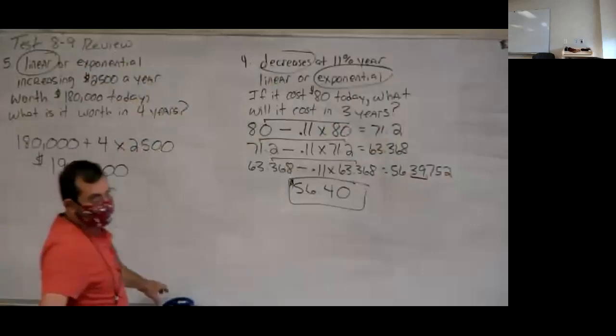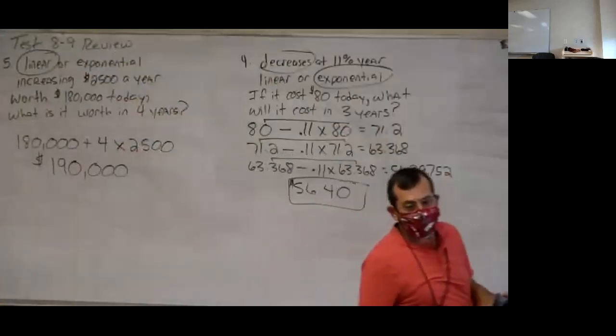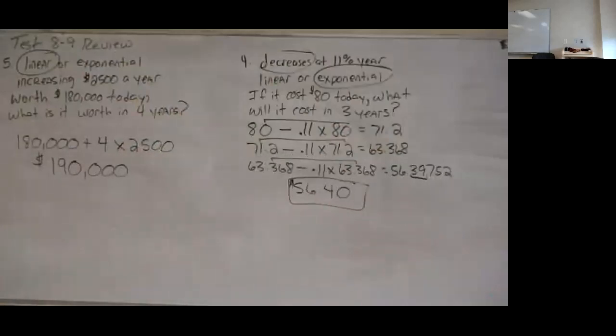So 3 of those were linear, 2 of those were exponential. Linear ones, if it's increasing, you add the amount times the years. Decreasing, I would subtract the amount times the years. Exponential, you sort of got to work it in steps by the years or the months, okay?